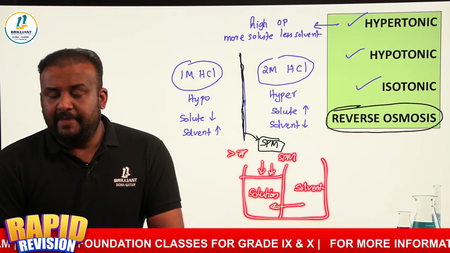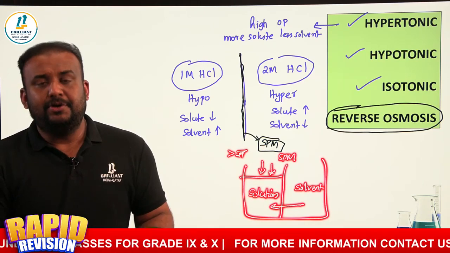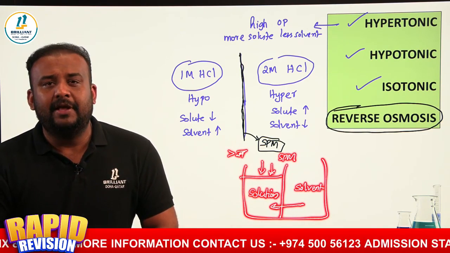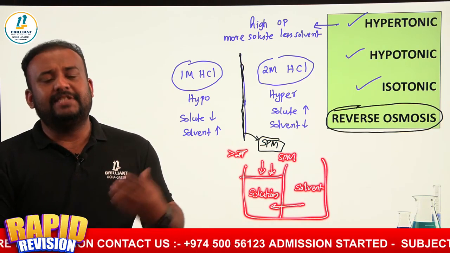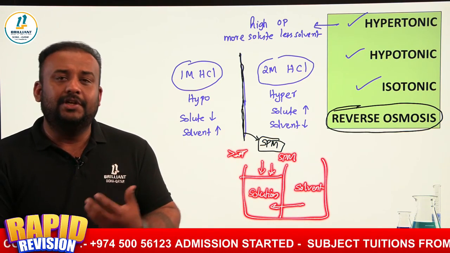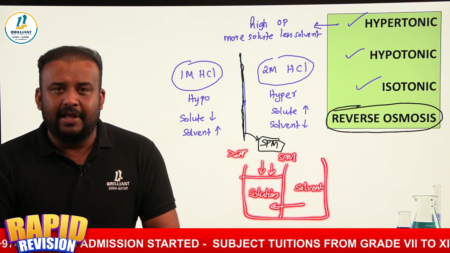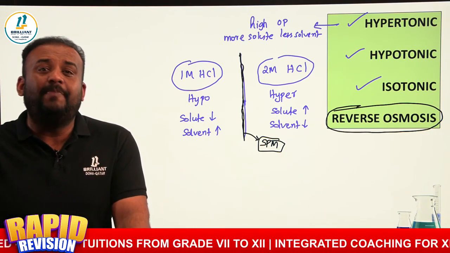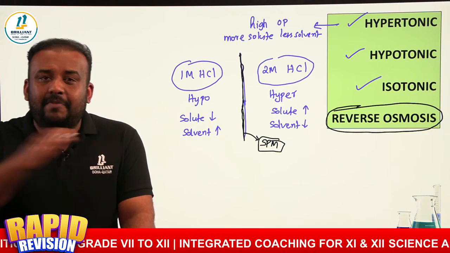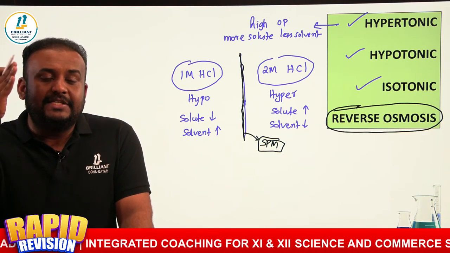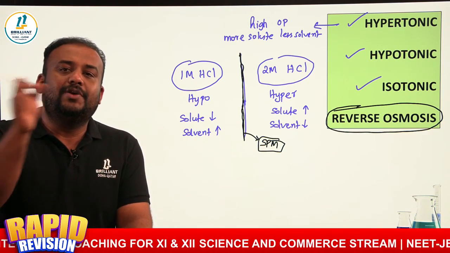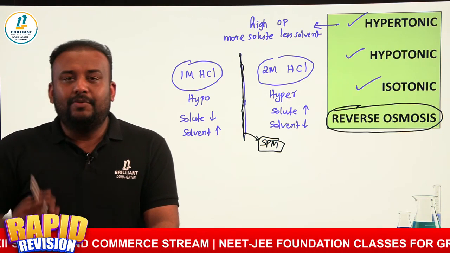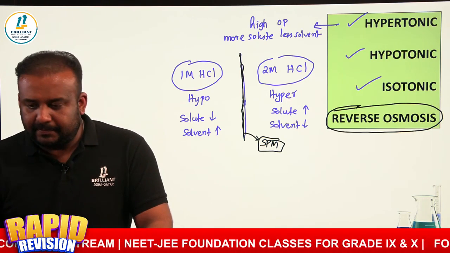See, semi-permeable membranes are of different types. The normal egg membrane is a natural semi-permeable membrane. Then we have synthetic membranes like cellulose acetate and nitrocellulose. These are all semi-permeable membranes. The characteristic feature of semi-permeable membranes is that they are selectively permeable. They do not let everybody cross through. They let only the solvent molecules move, but not the solute. I hope that is clear to everyone.